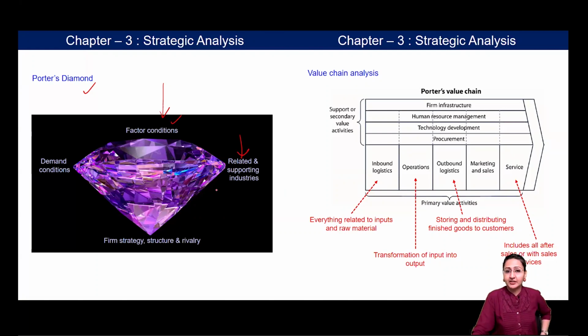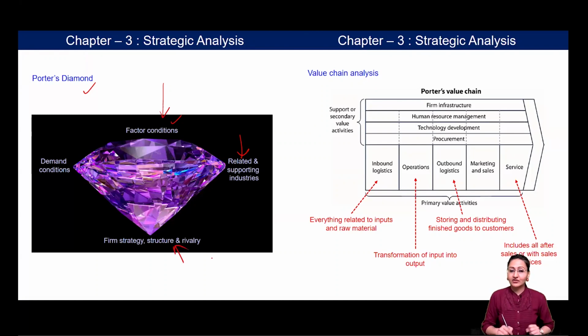Related and supporting industries. Let's suppose there is a country and no distribution channel exists. How will you distribute your production to other parts of that country? That will become a problem. But where the distribution network is very smooth, a company can get competitive advantage in that country.